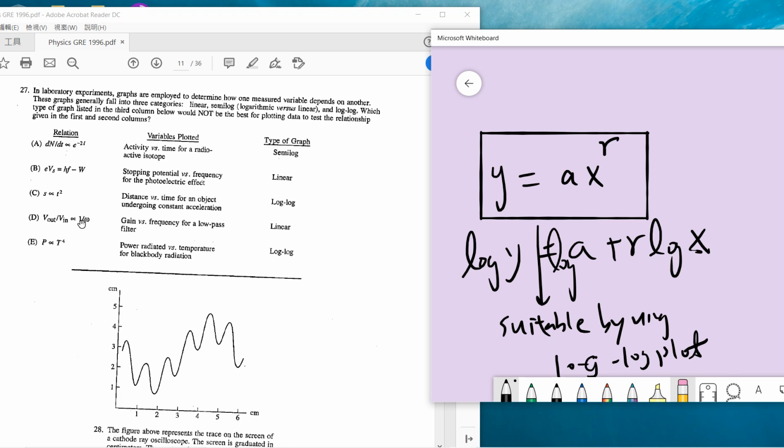So D is not correct. This is 1 over omega. 1 over omega should also use a log plot. So the answer is D.